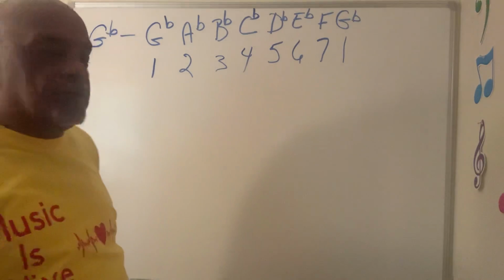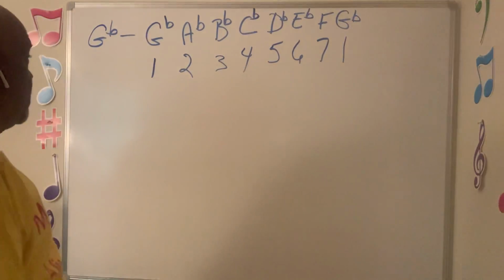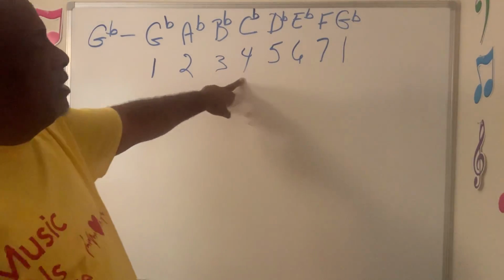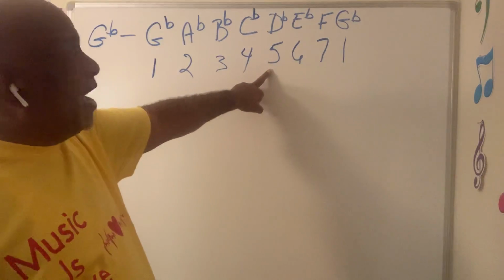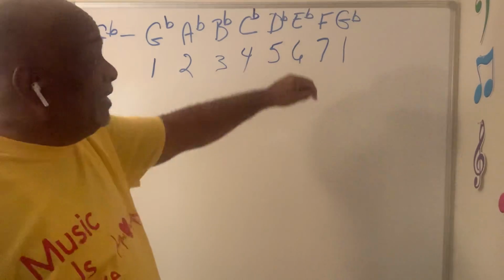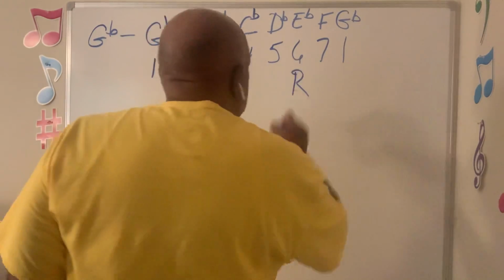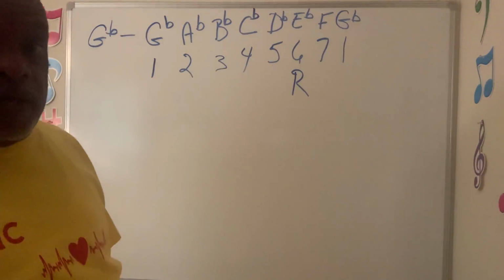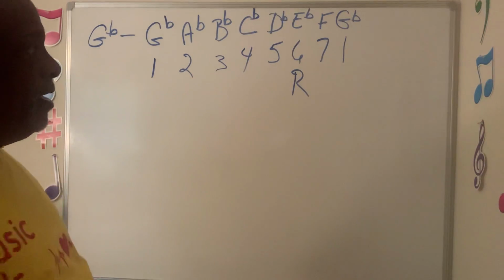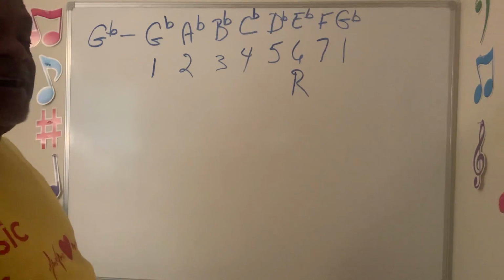Now, remember the formula for finding the relative minor is going up 6 degrees. All right, so here we go. G flat is the 1, A flat is the 2, B flat is the 3, C flat is the 4, D flat is the 5. So the relative minor of the key of G flat is E flat. One more time. E flat is the relative minor of G flat.